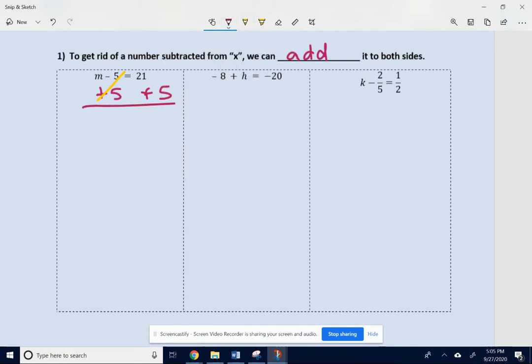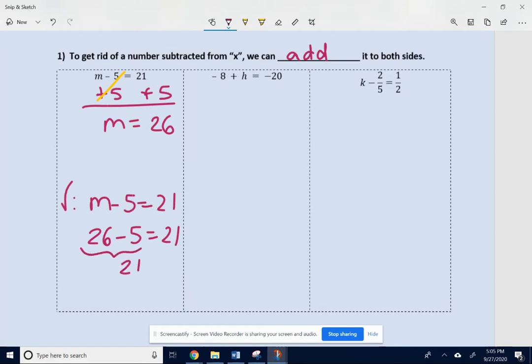When you do this, you end up with m on the left, 21 plus 5 on the right, and 21 plus 5 is 26. Let's check it. We won't always check it, but I at least want to show you what we're doing. To check, I can put the 26 back in for my variable. So 26 minus 5 equals 21. See, that's a true statement. 26 minus 5 does give you 21. So 26 was the right answer.